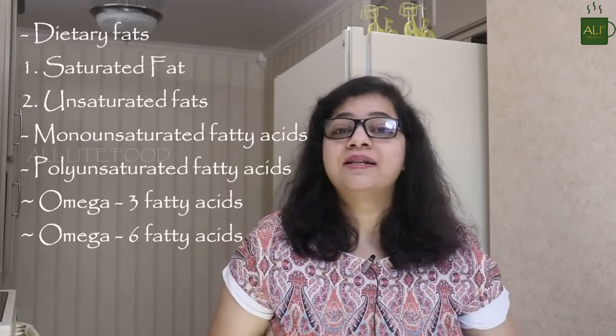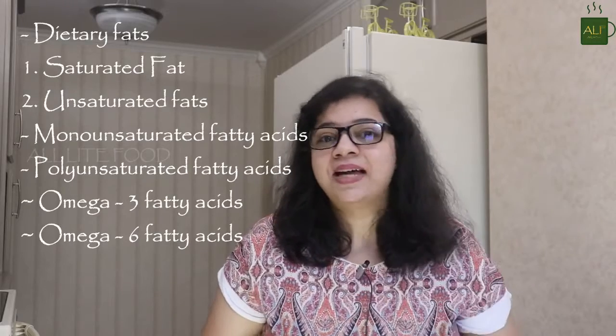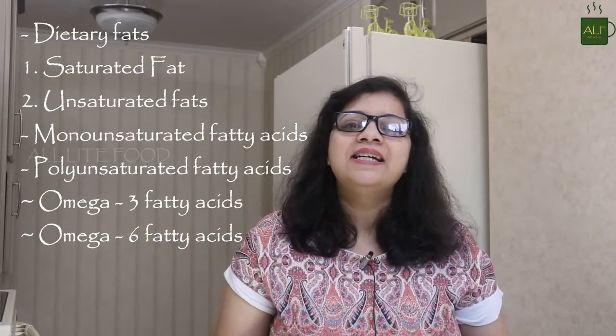There are two types of polyunsaturated fats, the omega-3 fatty acids and the omega-6 fatty acids. The omega-3 fatty acid is found mainly in fish oil and shellfish. They are also found in plant products like soybean oil, canola oil and walnuts. They are beneficial for our health and they protect against high blood pressure.